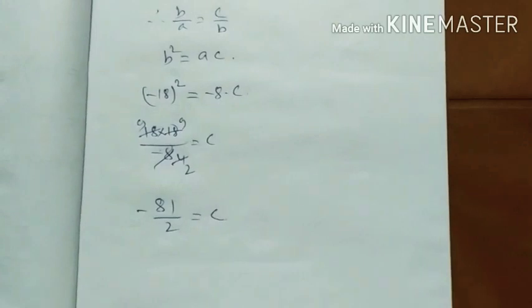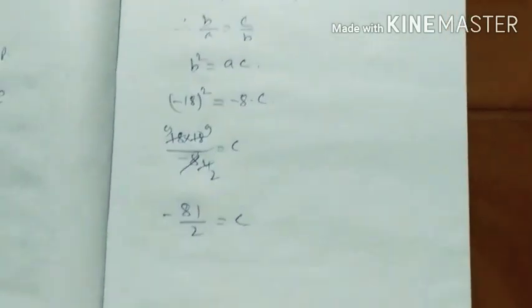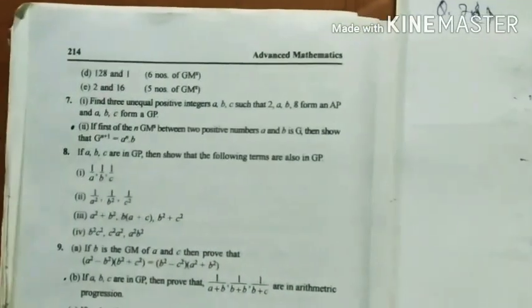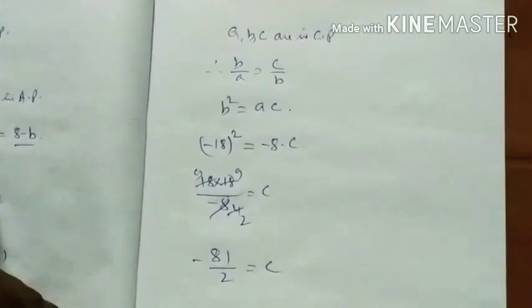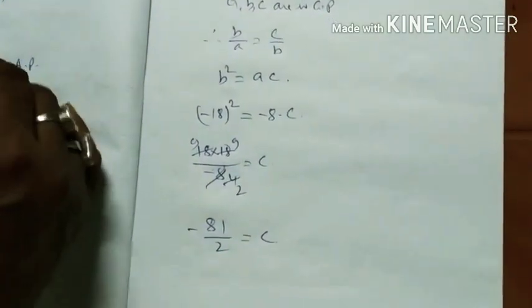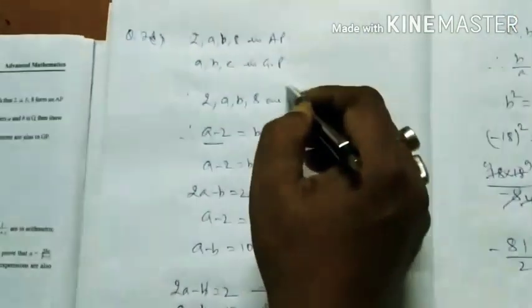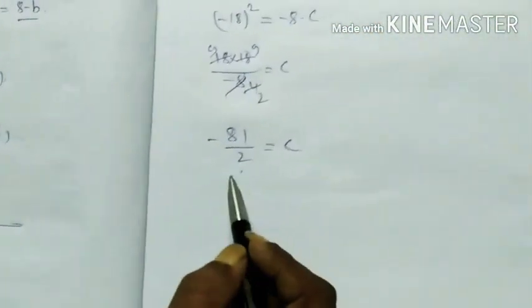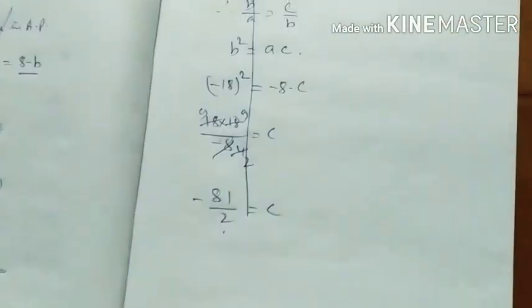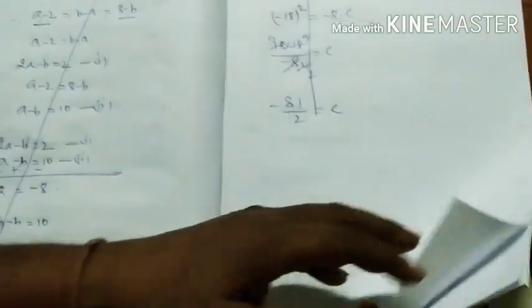There is some mistake here, because it is 3 unequal positive integers, and this is not an integer. There is somewhere a mistake. Let me cancel this. I want to do it again for you. Because here the question says positive integers and I have got a value that is not a positive integer, so let me do this question again for you.